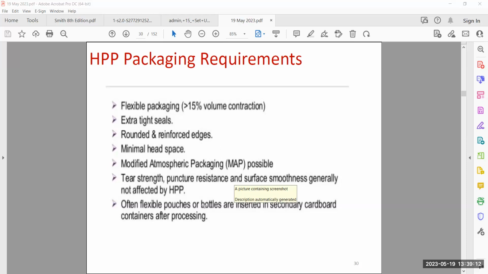So it's a bit like retort processing, if you are familiar with it. Usually we put the product into flexible pouches after it has undergone the HPP process, and then you put it into another secondary box for the packaging.